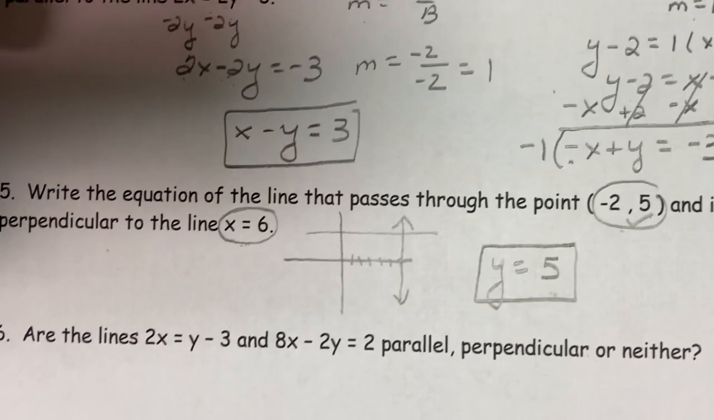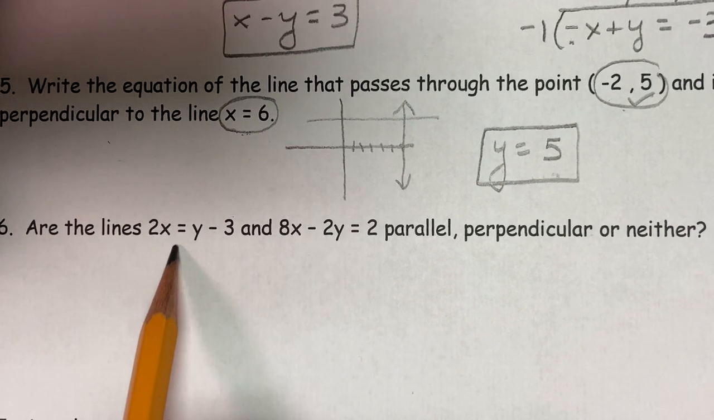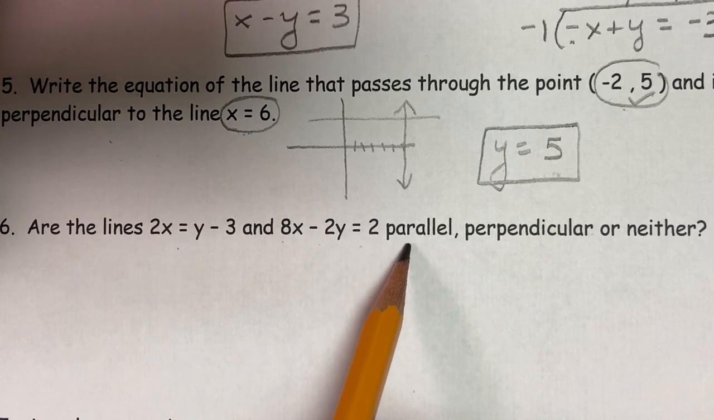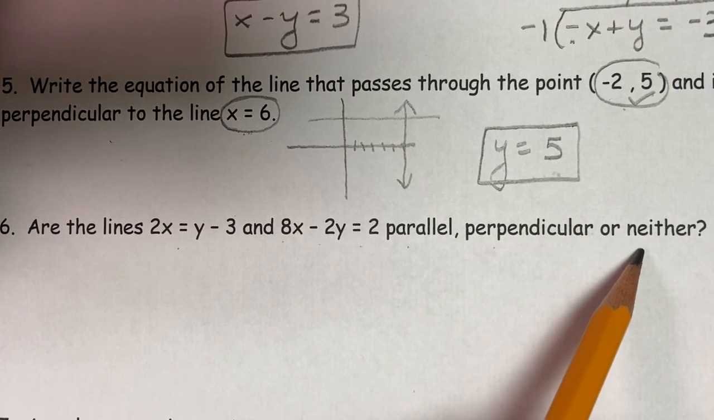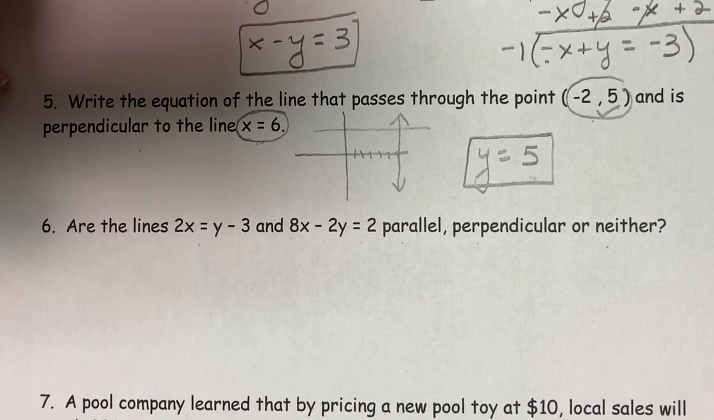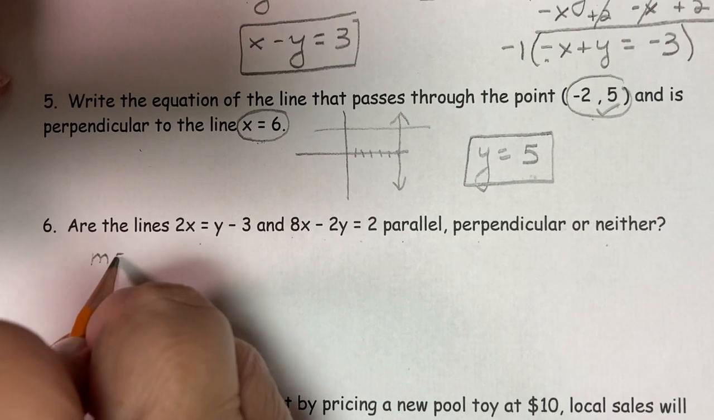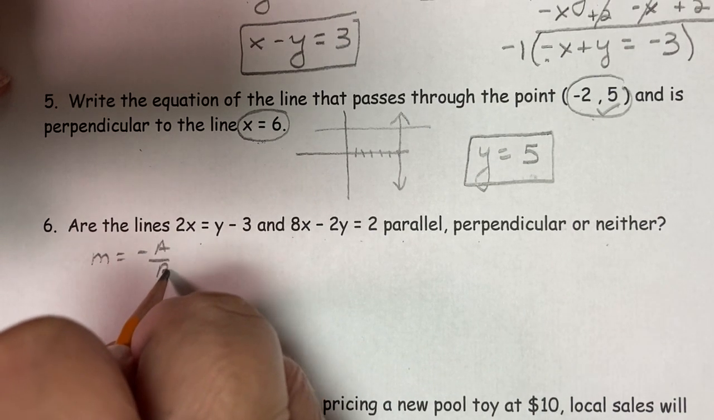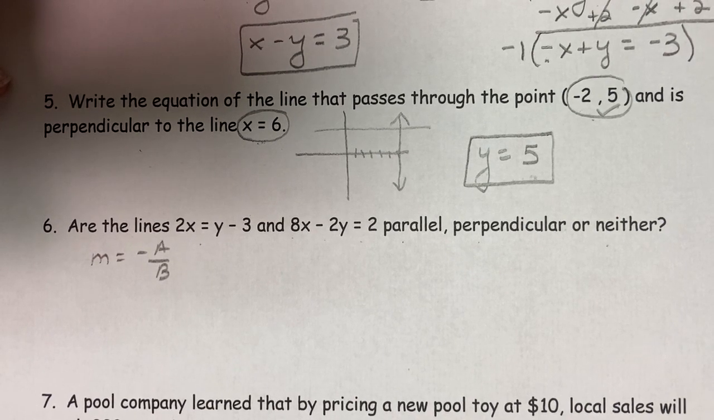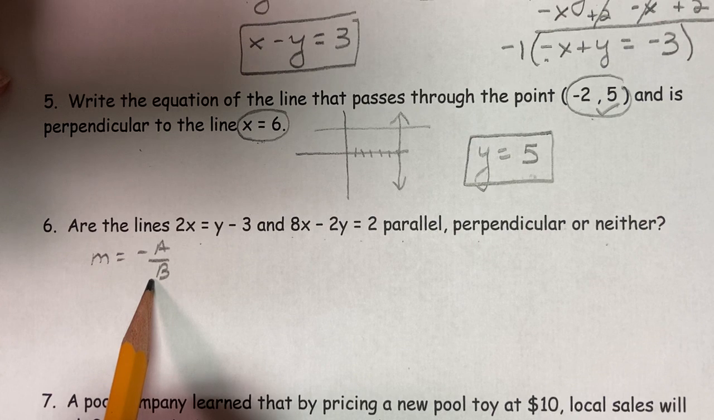All right, let's move on to number 6. This will probably look familiar to you. Are the lines 2x equals y minus 3 and 8x minus 2y equals 2 parallel, perpendicular, or neither? We did some of these in our last section. I put another one here because I want to practice that m equals -a over b a little bit more. Remember in the last section we put them in slope-intercept form, but like I said, we don't have to do that. We can use this, and it's a lot faster.